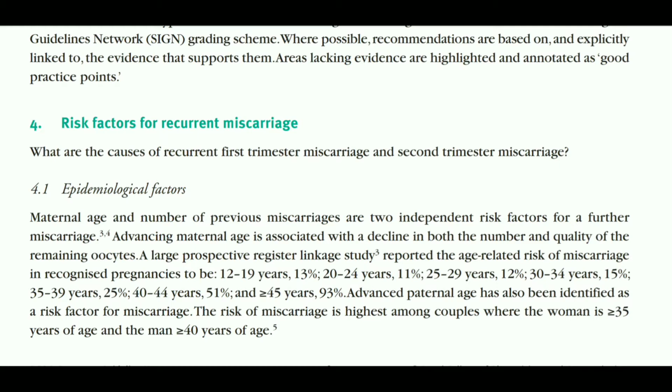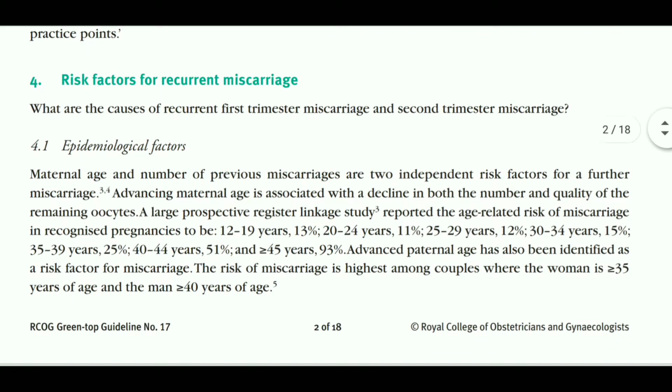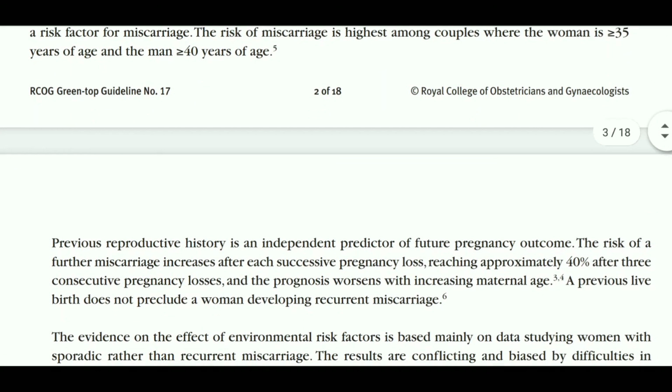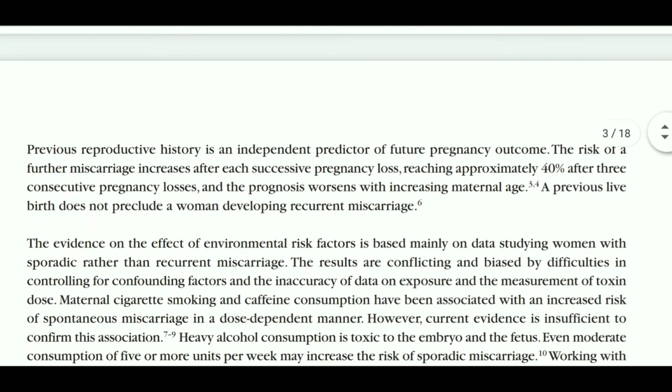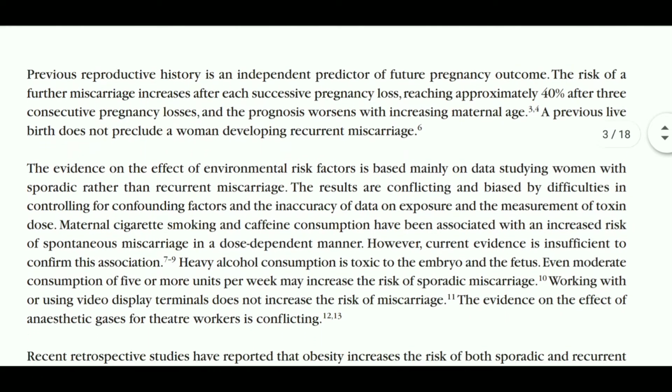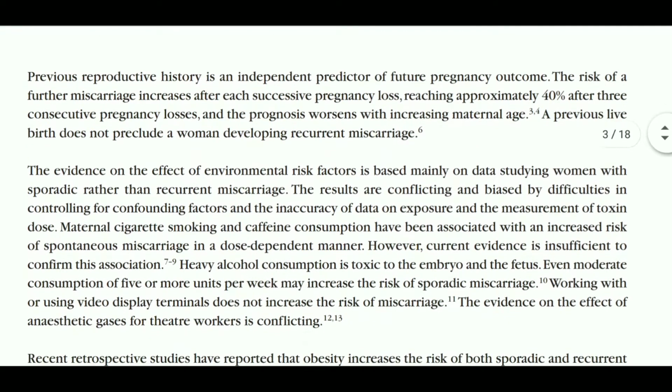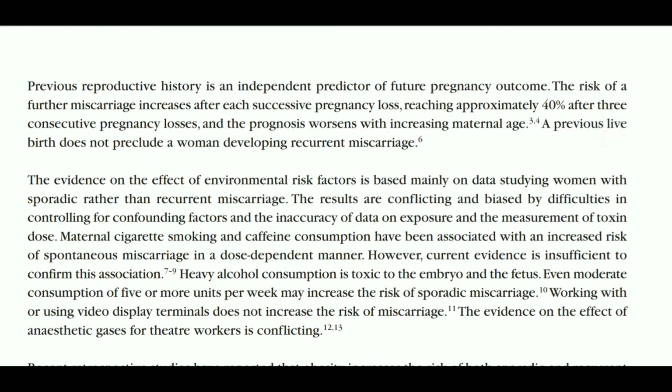Advanced paternal age has also been identified as a risk factor for miscarriage, and the risk is highest among couples where the woman is more than 35 years old and the man is more than 40 years of age. Another important thing is that previous reproductive history is an independent predictor for future pregnancy outcome, and the risk of further miscarriage increases after each consecutive pregnancy loss, reaching approximately 40% after 3 consecutive pregnancy losses. The prognosis worsens with increasing maternal age, and a previous live birth does not preclude the woman from developing recurrent miscarriages.